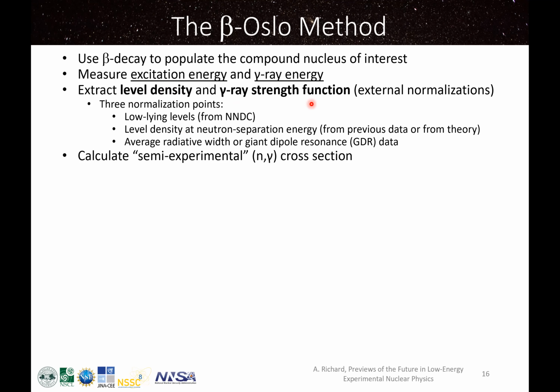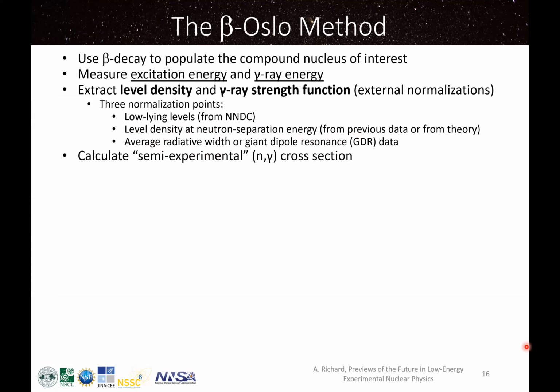So for the Beta-Oslo method, we have three normalization points. We have the low-lying levels. This is taken directly from the NNDC from previously measured data. The level density at the neutron separation energy, which maybe you could take from previous data for things that are very close to stability, but far more likely we take from theory. And then lastly, the average radiative width or the giant dipole resonance extrapolation. By combining these pieces of information, we can then calculate our semi-experimental neutron capture cross-section.